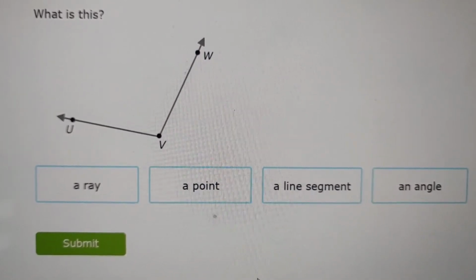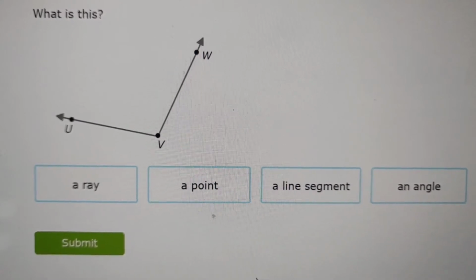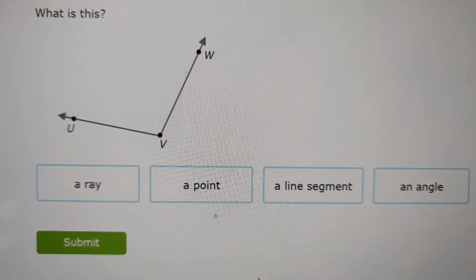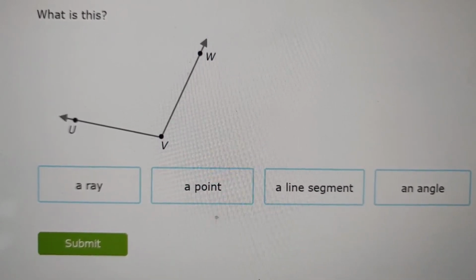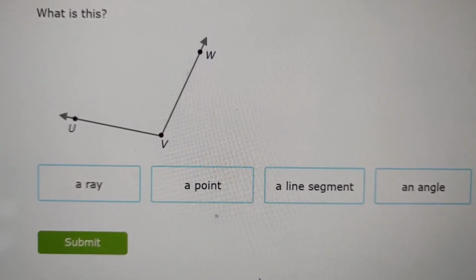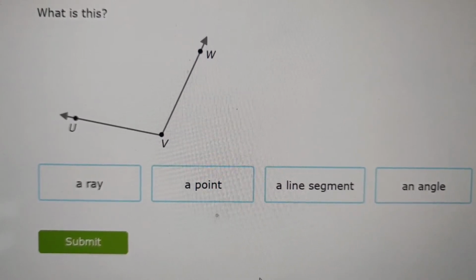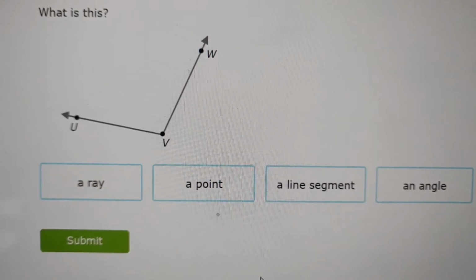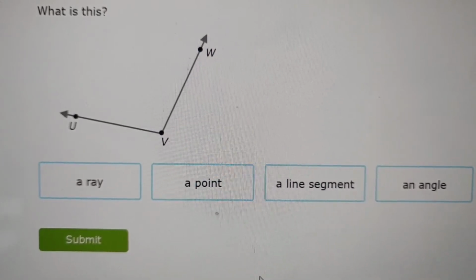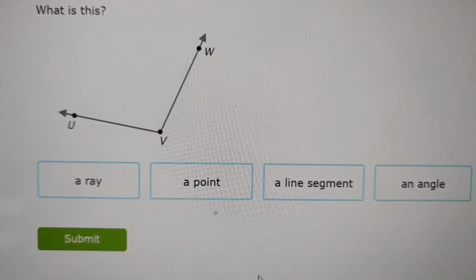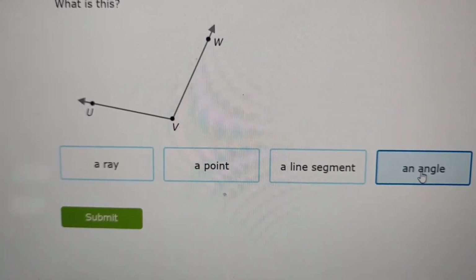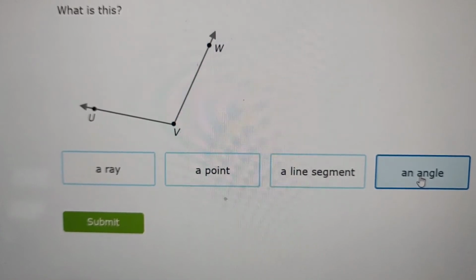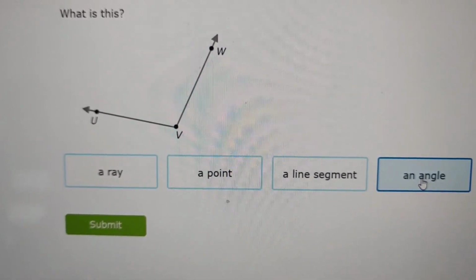So there's two rays here, both starting at point V. They share point V. And so the amount of turn between the ray starting at point V going past point W and the ray starting at point V and going past point U is an angle. So you should have chosen that this is an angle. Two rays starting at the same point.